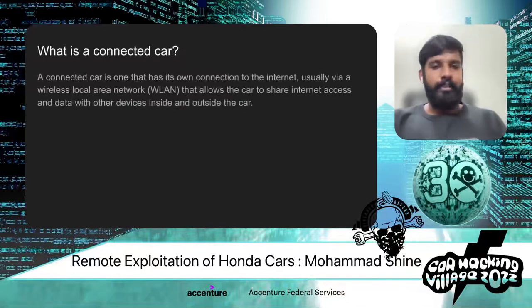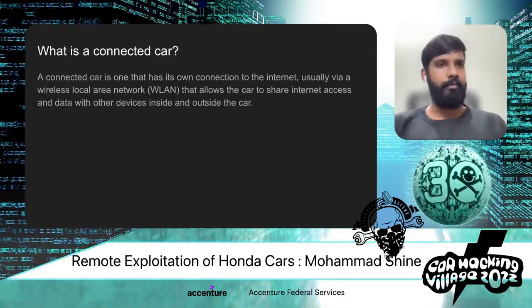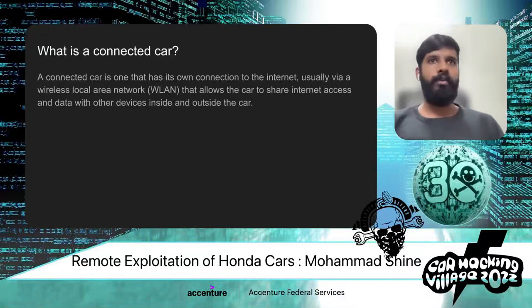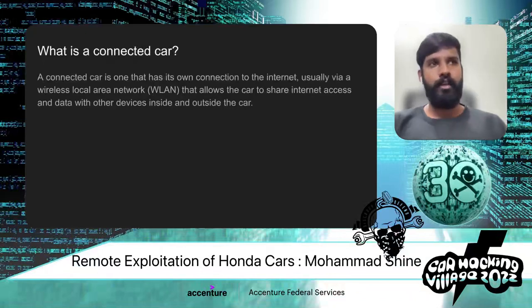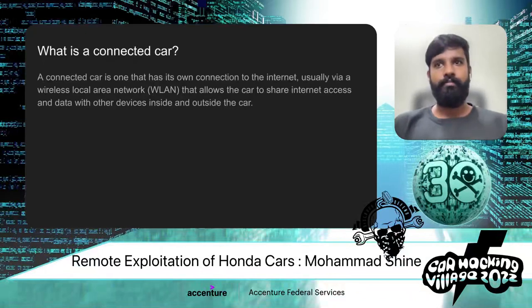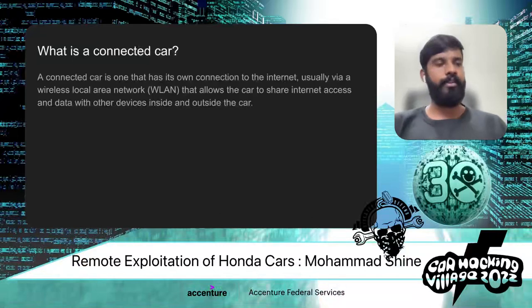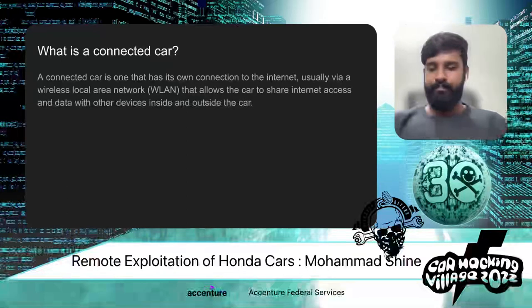So what is a connected car? A connected car is one that has its own connection to the internet, and that's like an IoT device. So when you connect your car to the internet, it gradually becomes an IoT device. We know that there are multiple devices connected to the internet right now, like refrigerators, even everything is connected to the internet. So the car industry is also moving to the IoT category.